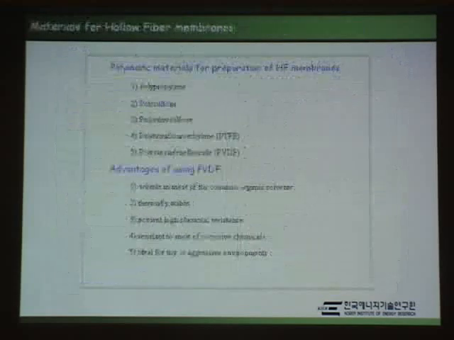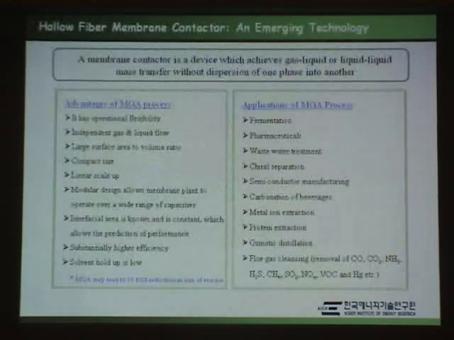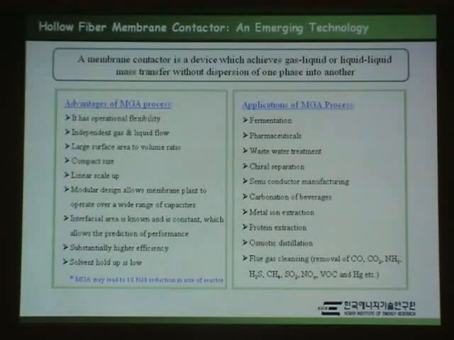So another potential technology for removal of the acidic gases is the hollow fiber membrane contactor. This is a potential emerging technology these days. Hollow fiber membrane contactor is a device which allows gas-liquid, liquid-liquid mass transfer without dispersion of one phase into another.